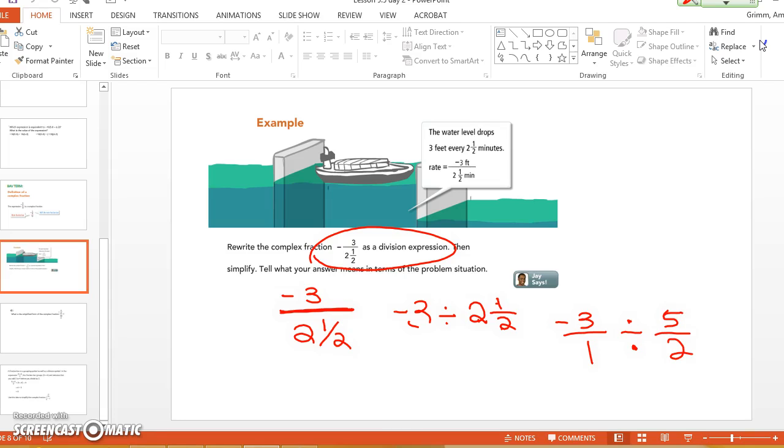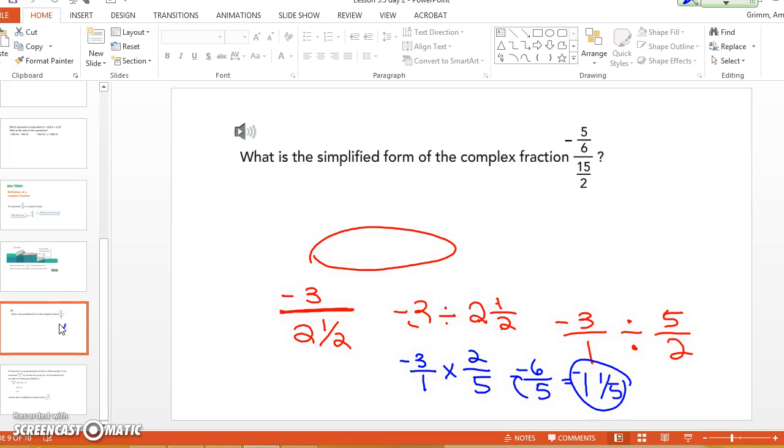And then I taught you guys this before. You just do keep, change, reciprocal. Keep, change, flip is what I call it. So keep the first one, change the multiplication, and flip the second one. And then multiply straight across the top, straight across the bottom. So negative 3 times 2 is negative 6 over 5. 5 goes into 6 one whole time with 1 left over. And we have negative 1 and 1/5. It's the exact same thing I've already showed you. I've already showed you how to do this. They're just putting a fraction within a fraction. That's it. All right, I would like you guys to try this one on your own.